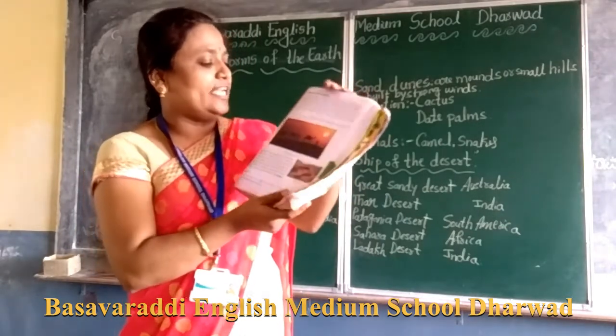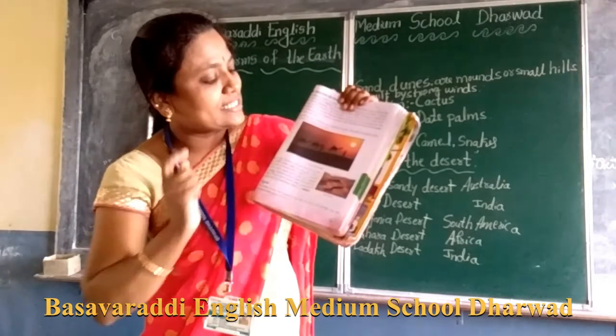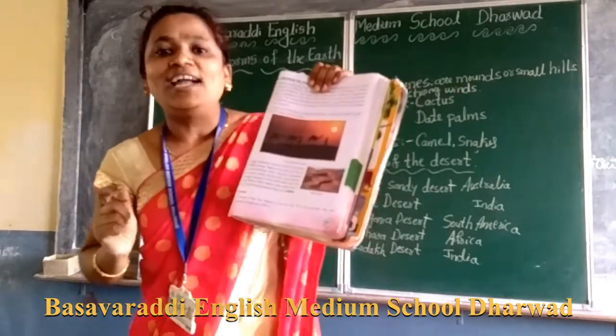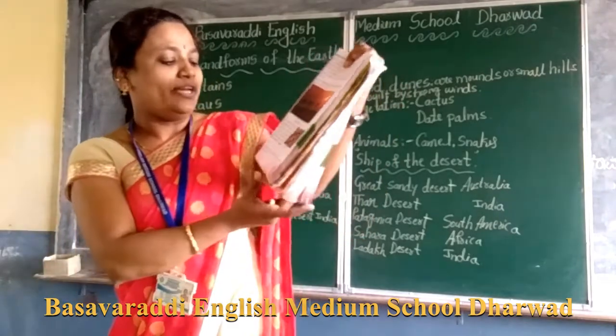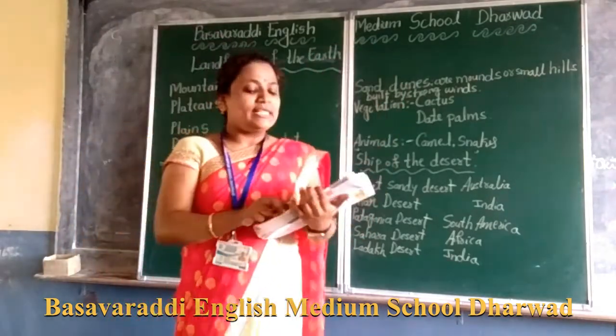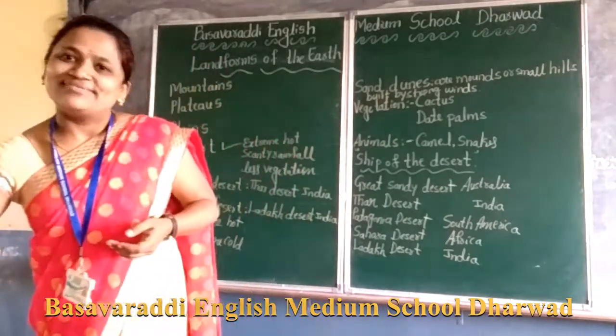Okay, next see here. Camel is known as the ship of the desert. Okay. Next we will move on to peninsula.